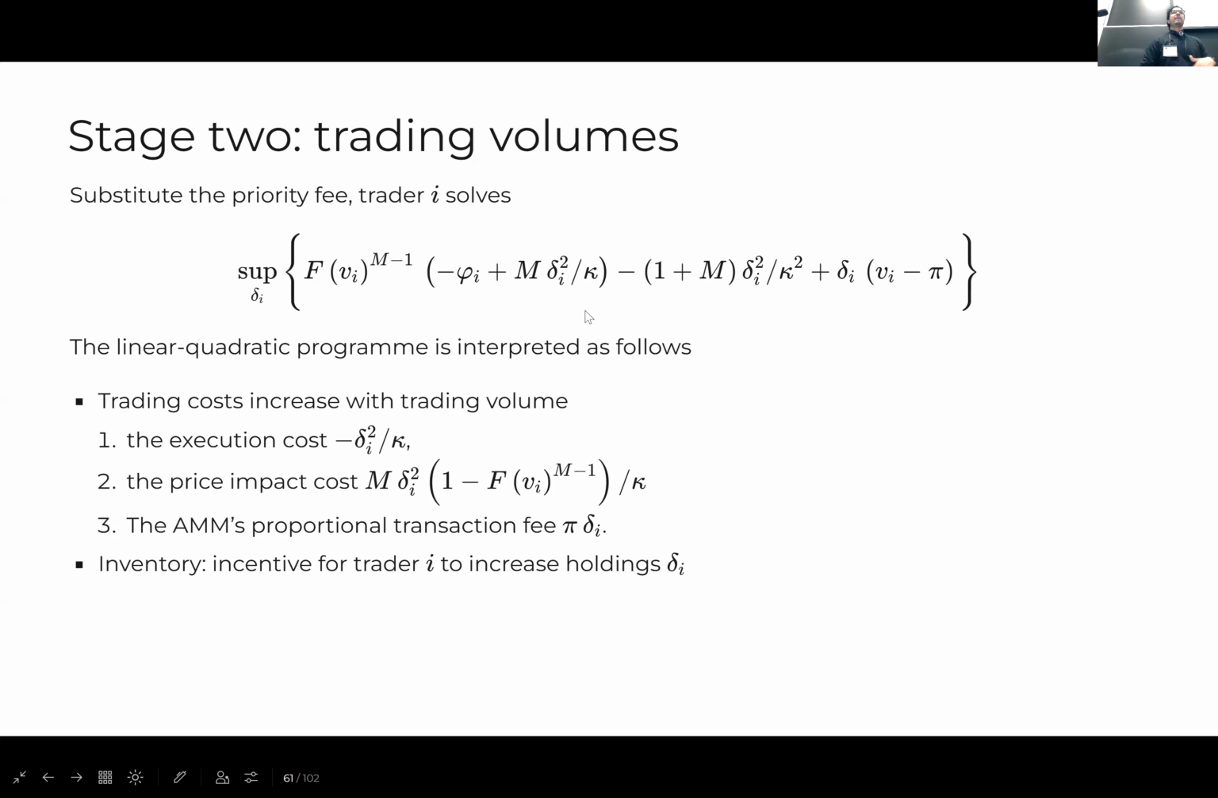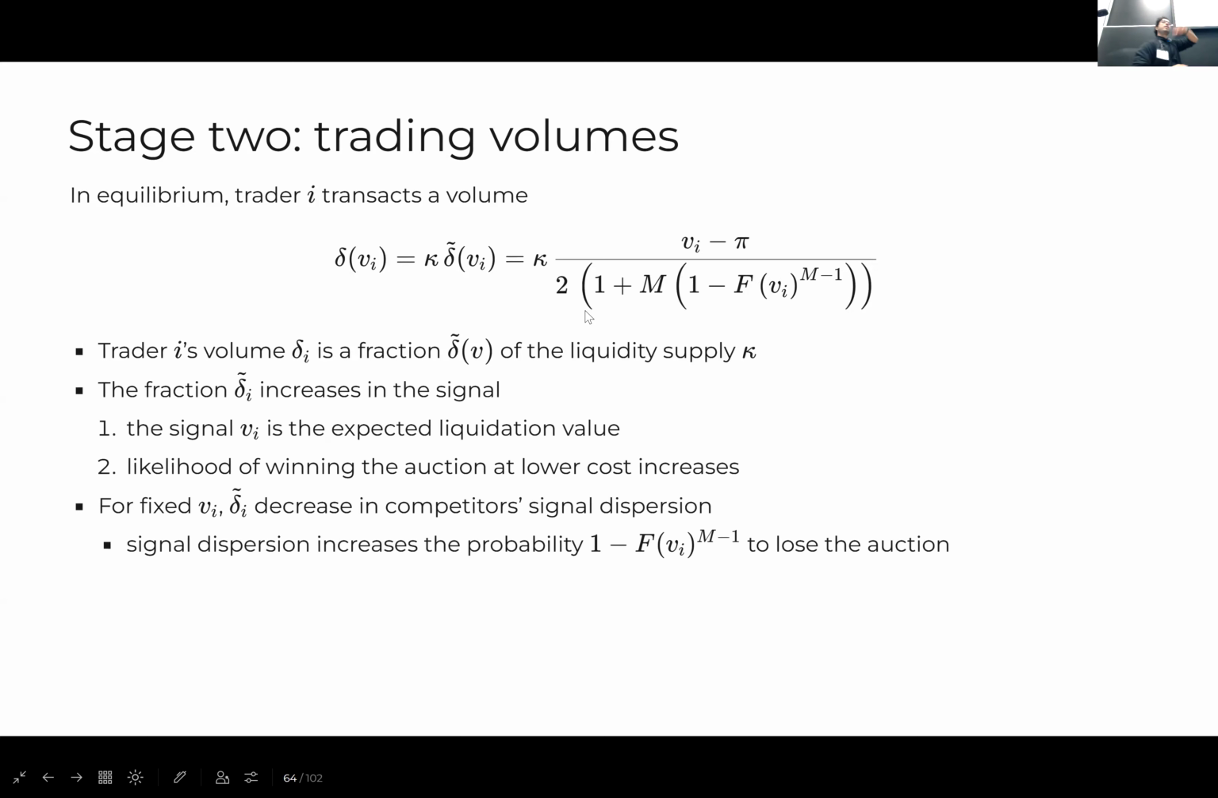That gives me the equilibrium trading volume, which increases with the signal for two reasons. One is because I'm holding something that I value, but also because the larger my signal, the more I will apply, if you remember, a discount to my priority fee, because it's more likely that I win. So these are two reasons why my trading volume increases with the signal. And if I fix my trading signal and make the dispersion of my competitors' trading signals increase, my likelihood of losing the auction increases. So this makes me trade less.